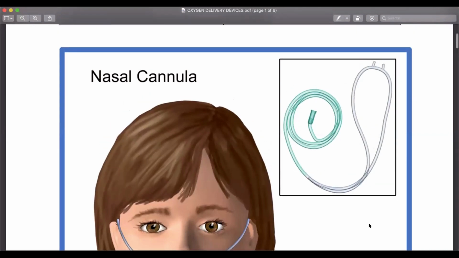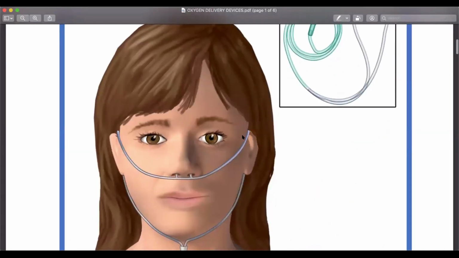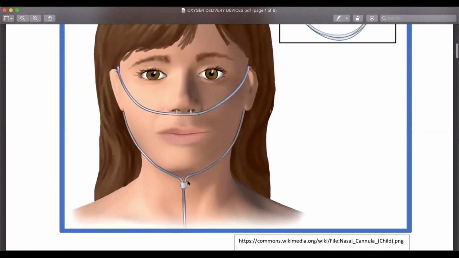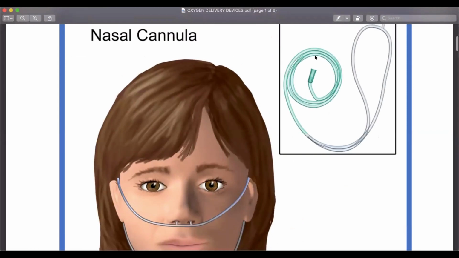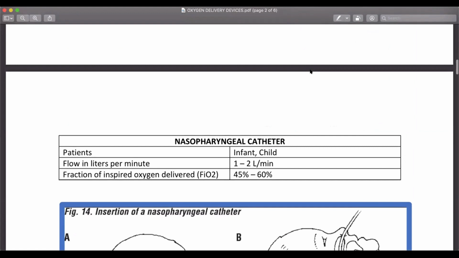Yes. Okay, so this is oxygen delivery devices, the nasal prongs, again, adult and child. Flow is 1 to 5 liters per minute, and the FiO2 you can achieve, the fraction of inspired oxygen, is between 28 and 40%. You can see the nasal cannula fits into the nare of the patient, and the straps go behind the ears. And usually there's a tightening device under the chin that holds the device on the patient's face. And then the other end of the tubing is what you plug into your oxygen supply. So at this low flow, you do not need to consider humidification.